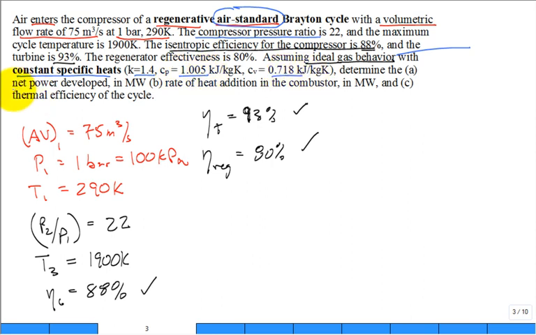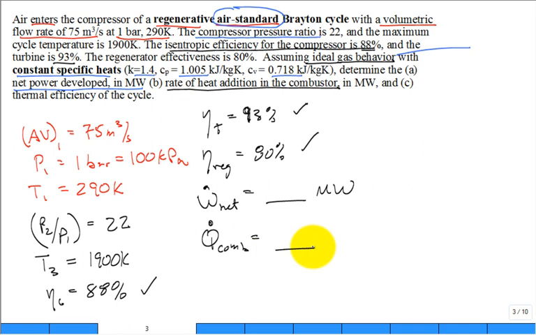Determine the net power developed in megawatts. So that would be something like W dot net, so many megawatts. Okay. The rate of heat addition in the combustor. That would be Q dot in the burner or combustor in megawatts. And then the thermal efficiency of the cycle, the cycle thermal efficiency, so many percent. That's part A, part B, and part C.